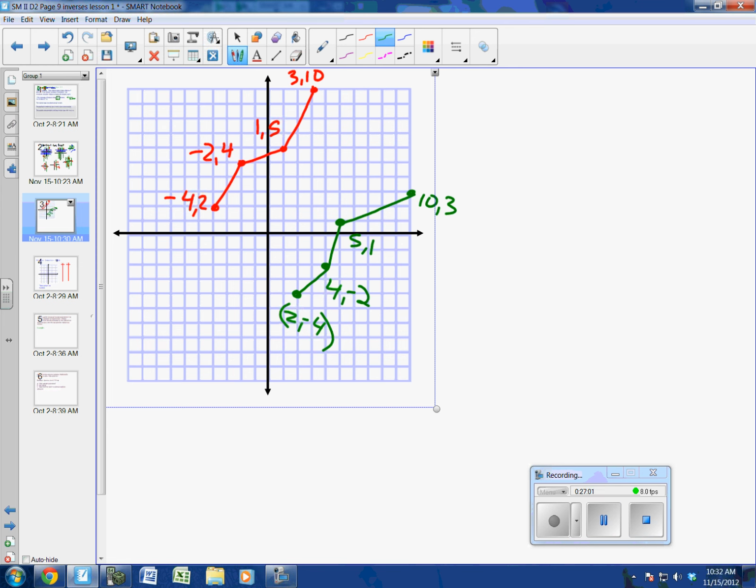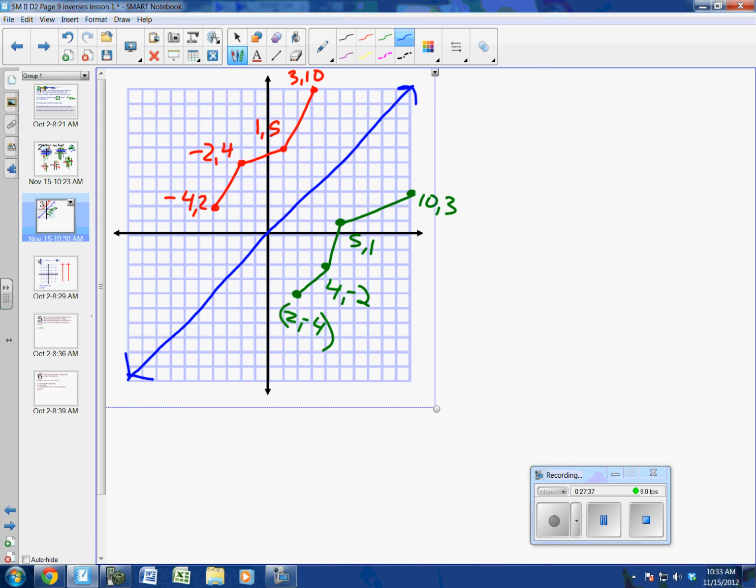Does anybody notice anything about those two graphs? They're all switched exactly. I like that. What else? They're reflections. Okay, they are reflections, you guys, over this line right here, the diagonal line.